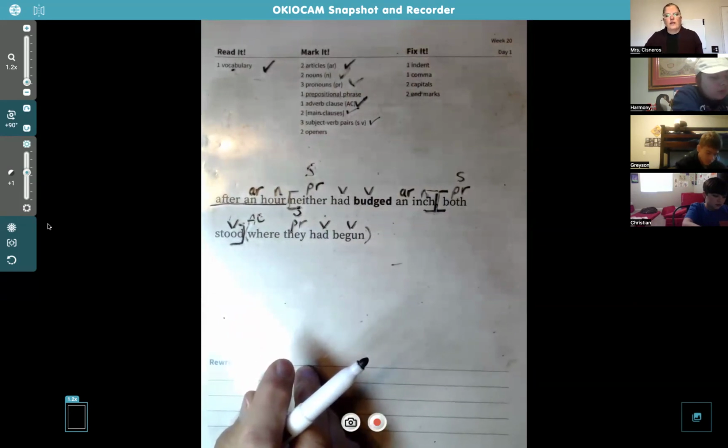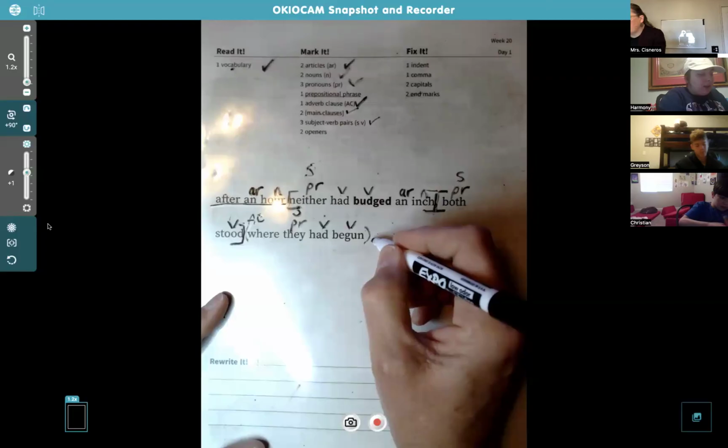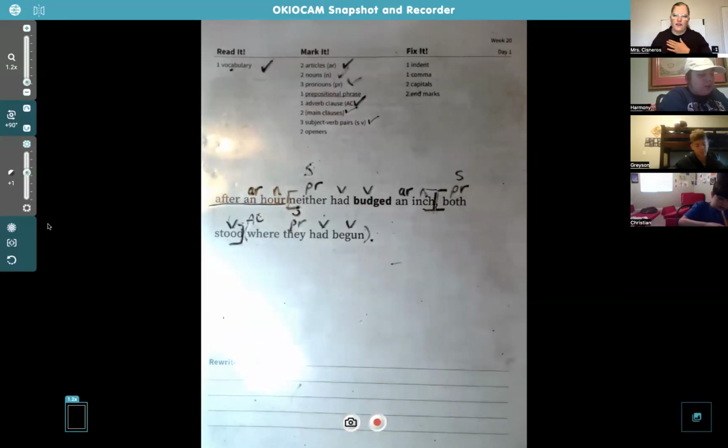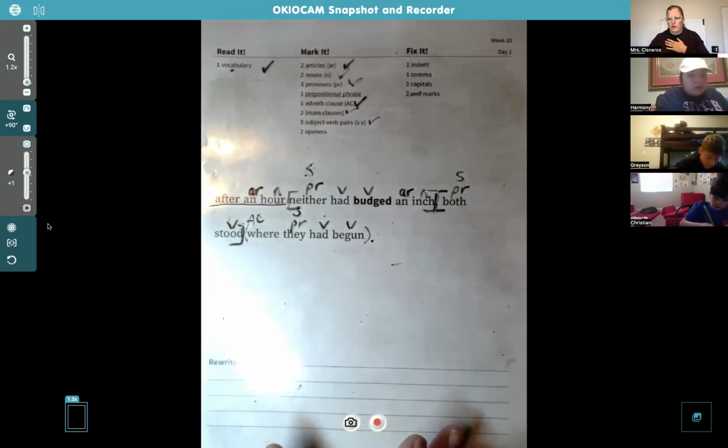So what kind of an opener? Oh, before we do openers, we have two end marks here. We know the end has a period. Excuse me for coughing. I had a little cough this morning. So where does the second end mark go, Harmony? Where else do we need a period? We need one at the end, but somewhere else we need to put a period.